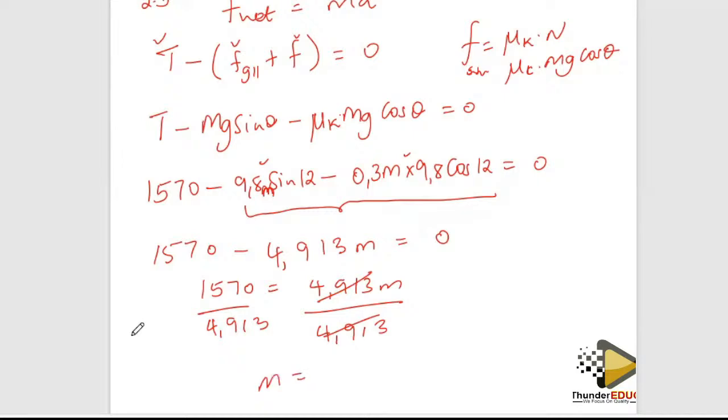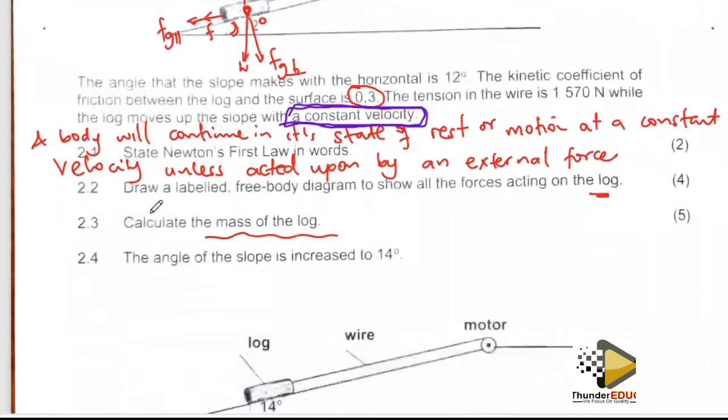And then 1570 divided by 4.913. I'm getting 319.56. Okay. That is 319.56 kilograms. Okay, so guys, that is what I am having for question 2.3.